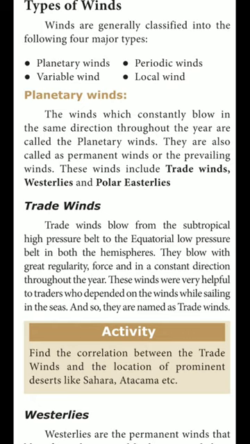Okay, students, once again you can recall, what do you mean by trade winds? Trade winds blow from the subtropical high pressure belt to the equatorial low pressure belt in both the hemispheres. So, why is it considered as a trade wind? Because it is very helpful for the traders. For what purpose? While they are sailing on the sea, the wind was blowing. Due to that, it was considered as a trade wind. So, it is useful for the traders.